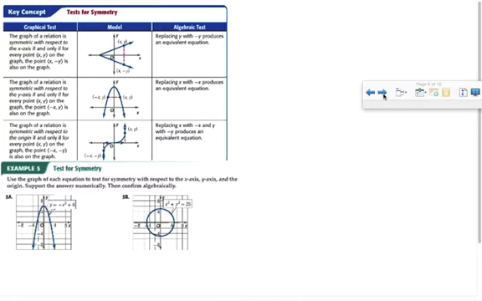All right, so part A, looking at the graph, I would hope that you'd think, well, it looks like there might be some symmetry over that line, which is my y-axis. So for part A, first thing to address is whether it's symmetrical over the x-axis, y-axis, or origin, and we're going to say it's symmetrical over the y-axis.